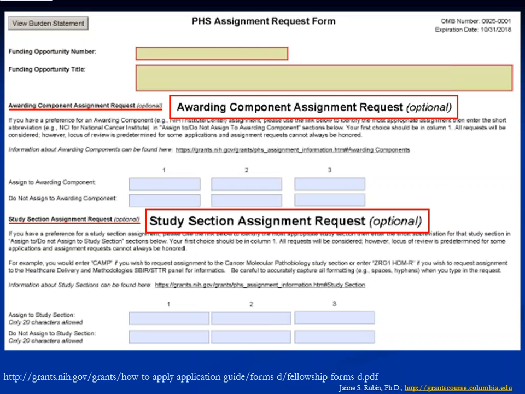This is the form, and I've highlighted a couple of the different sections. One is the awarding component. So that would be, please send my grant to the National Cancer Institute, or please send my grant to the Heart, Lung, and Blood Institute, if you will. But what we've been discussing is that second section, the study section assignment request. And that was where you would list F13, F8, F1, whatever it is.